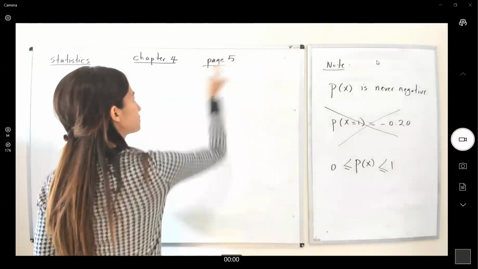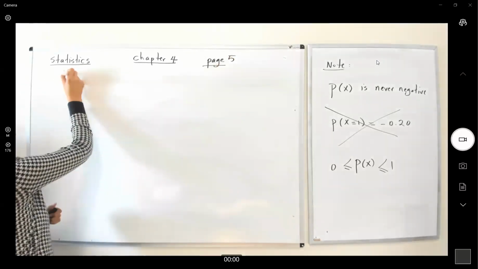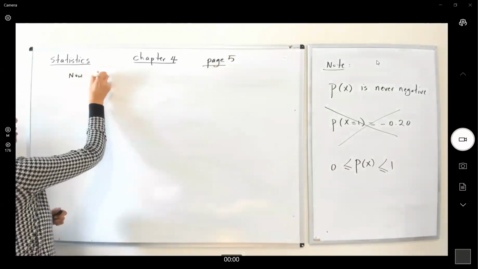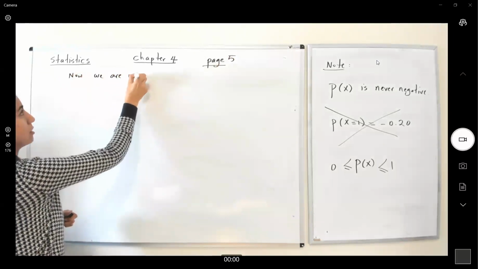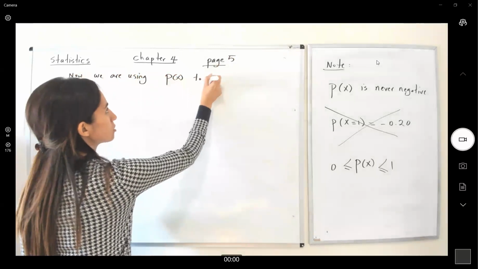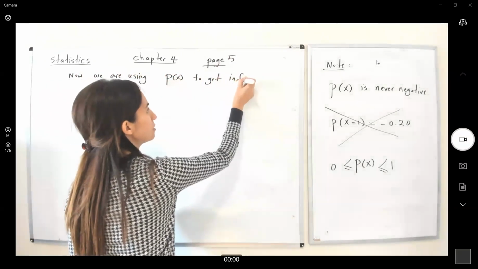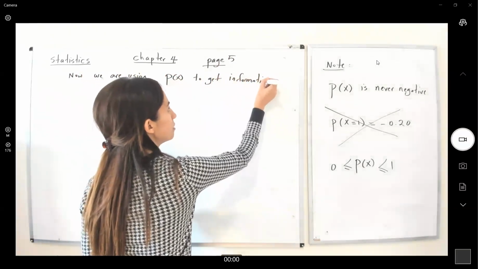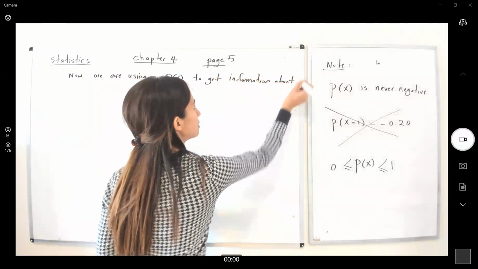Page 5. So now we are using P of x to get information about our data.